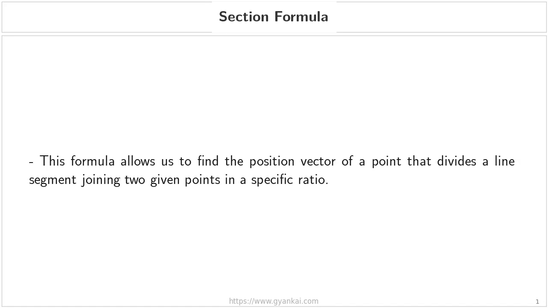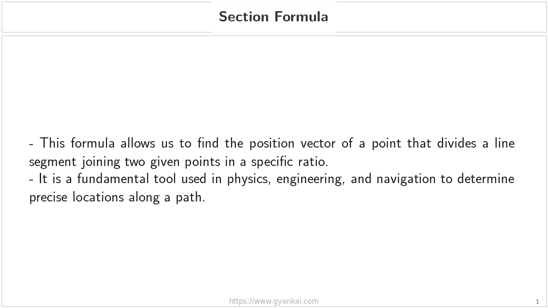Now, you might be wondering, what exactly does this formula do? Essentially, it gives us a mathematical way to find the position vector of a specific point that sits on a line segment connecting two other points, based on a particular ratio. Think of it as a way to pinpoint an exact location along a path if you know how the path is divided. But this isn't just an abstract classroom concept.